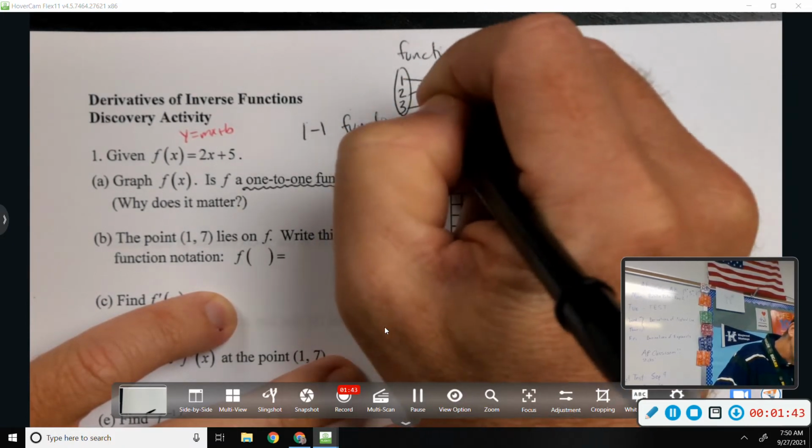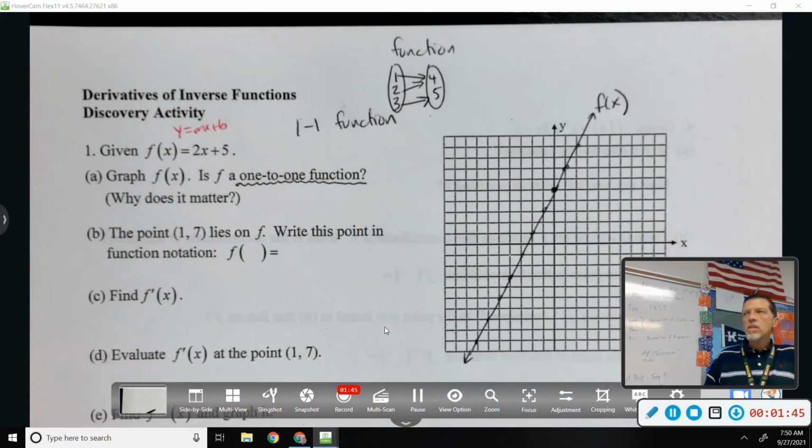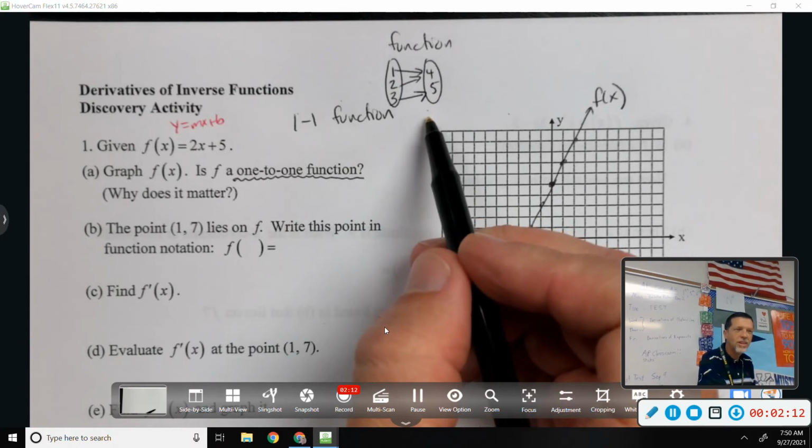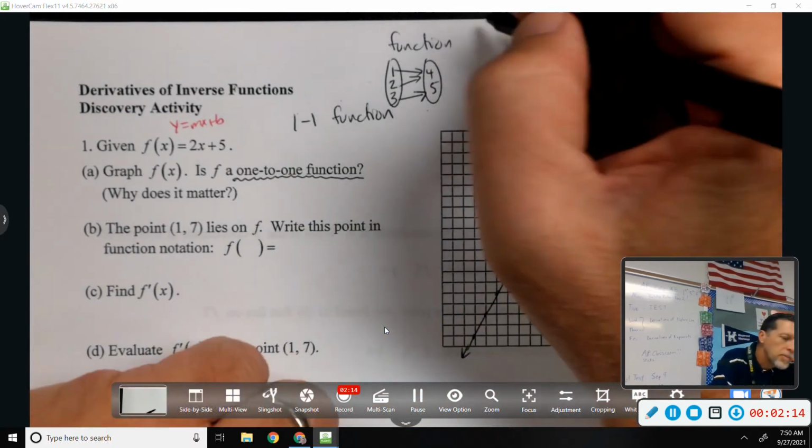You remember this kind of picture? 1, 2, and 3 are the inputs, 4 and 5 are the outputs. Button 1 and button 2 go to 4, button 3 goes to 5. Is that a function? Do you know what you're going to get when you push the input button? Does each input go to exactly one output? Each input goes to exactly one output. So that is a function.